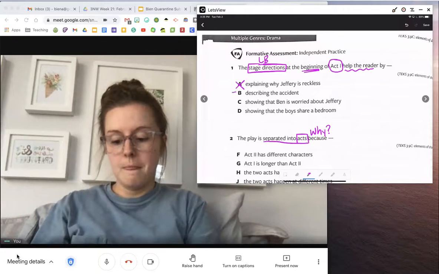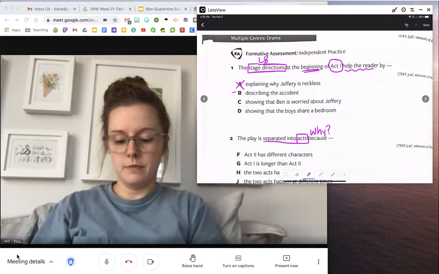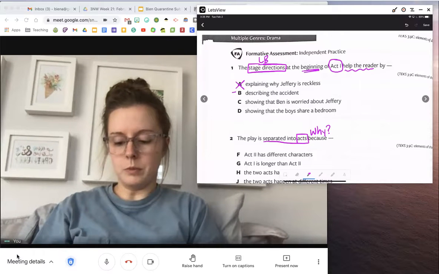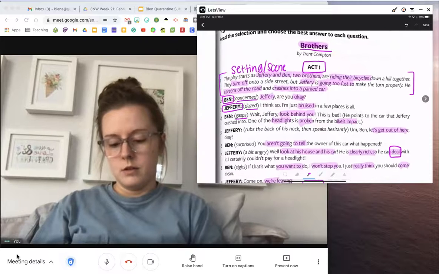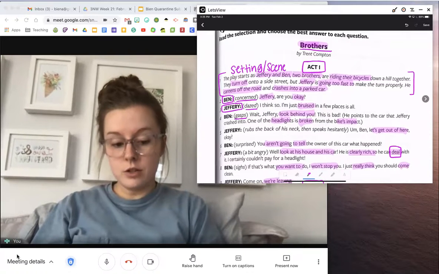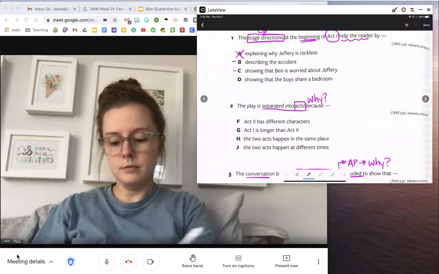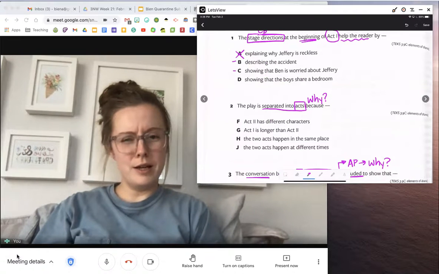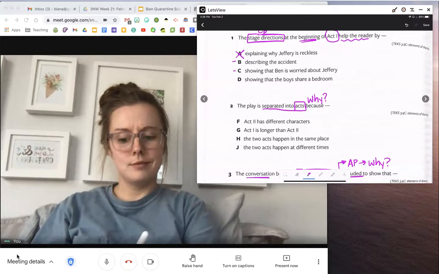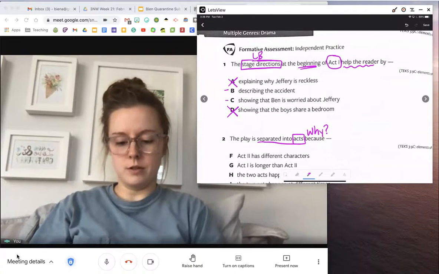Maybe. Showing that Ben is worried about Jeffrey. Let me click the back arrow. Okay, so he's concerned. That is something that's happening. Showing that the boys share a bedroom. Did you hear that in the beginning of Act 1? No. So now we're down to 2 different options.